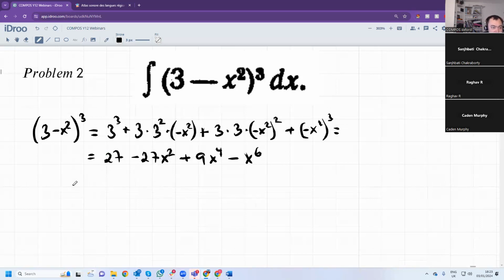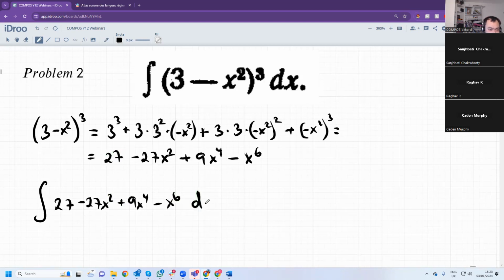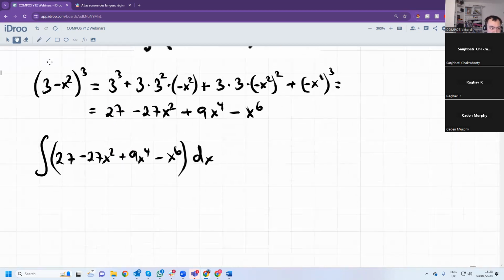And now you need to find the integral of 27 minus 27x squared plus 9x to the power 4 minus x^6, dx. Put a dx. When you write dx, you imply brackets. Brackets are implied, so you normally drop them because you treat everything in between as inside the integral. And then you just integrate.